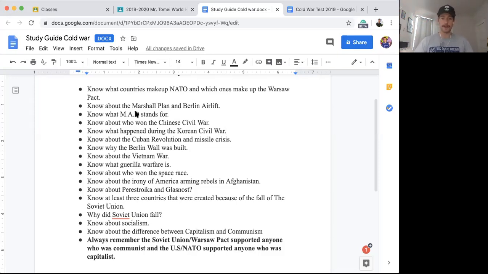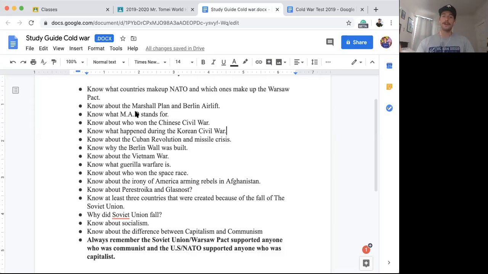What's the irony of America arming rebels in Afghanistan? Afghanistan was another country that almost fell to communist rule. The United States didn't want that. We armed rebels in Afghanistan who wanted to set up a more capitalist country. The irony is, of course, those people, some of which came to follow Osama bin Laden, who then carried out 9/11, which is one of the most important events of the 21st century that's really changed the world. So that's kind of ironic.